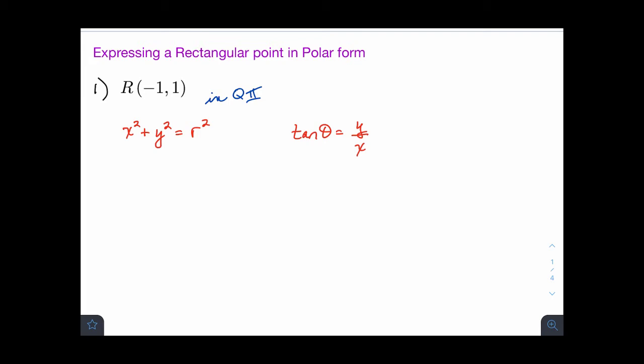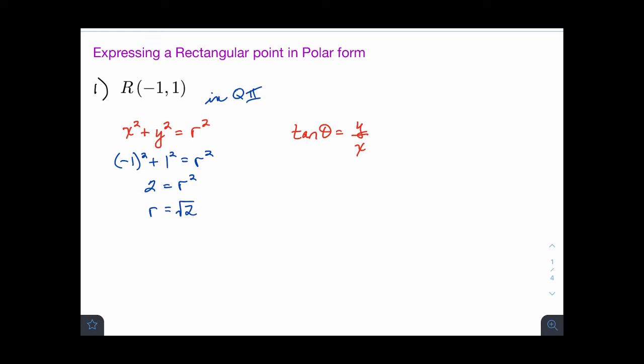So for this one, we'll start with r. We're going to square the -1, square the +1 y value. Of course, this gives us 2. And we generally do go with the positive square root for our r values.